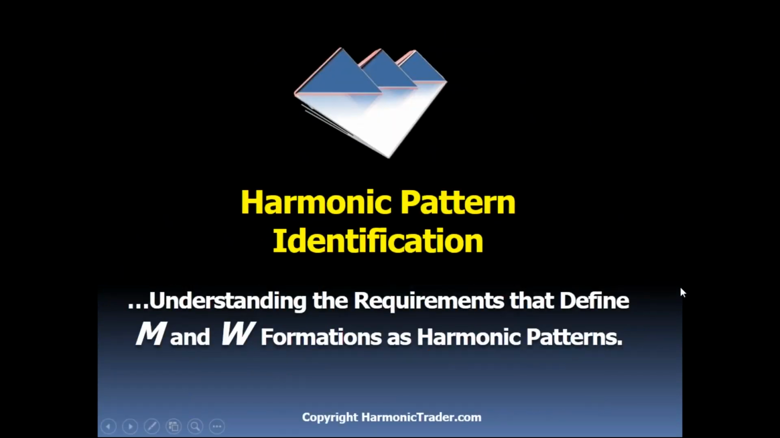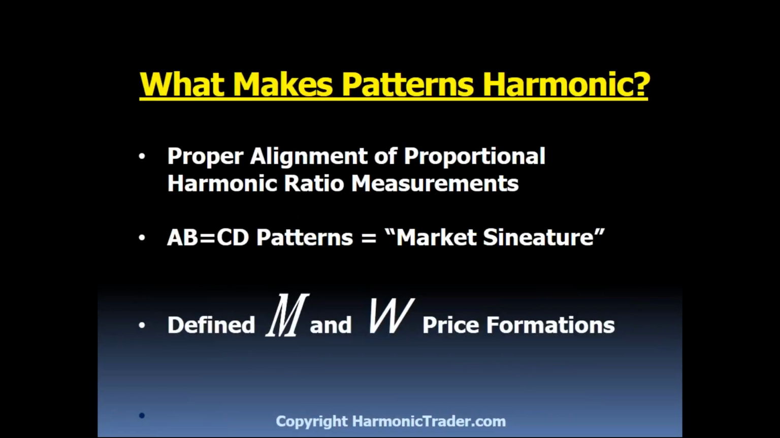Harmonic Pattern Identification. Understanding the requirements that define M and W formations as harmonic patterns. What makes patterns harmonic? Proper alignment of proportional harmonic ratio measurements are the key to separating what is a harmonic pattern and what is not. We'll get into how we apply those ratio measurements, but we also combine them with ABCD patterns. Now, we looked at both of these in the last session. This ABCD pattern structure is known as market signature. That is the structural movement, much like the ratios, that define harmonic movements.